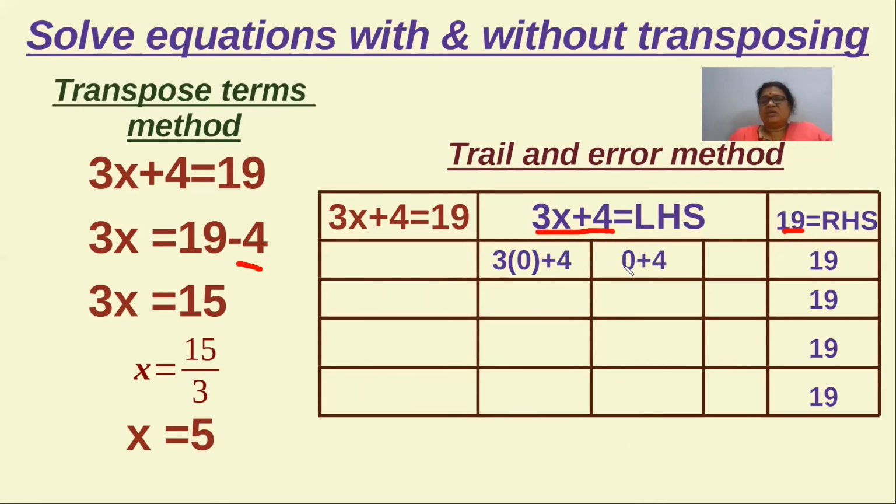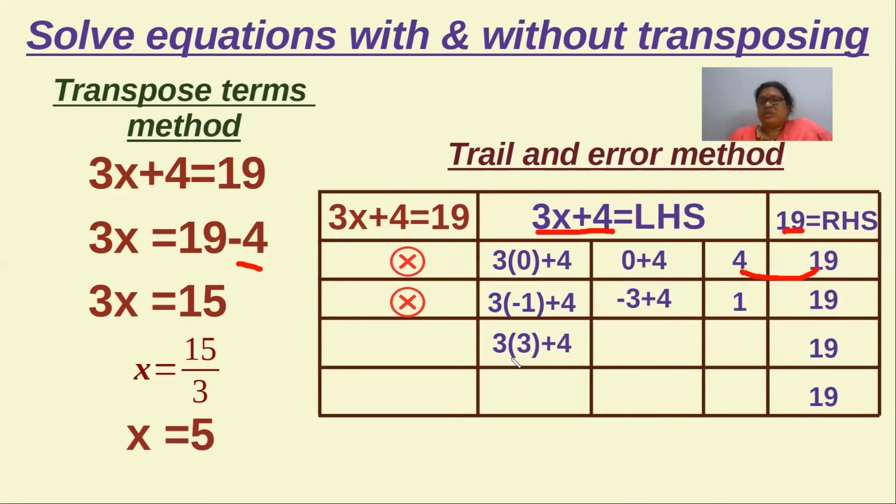So here 3 zeros are 0. 0 plus 4, what will be the answer? It is 4. Is LHS equal to RHS? Are both equal? No, they are not equal. Now we will put minus 1. So 3 ones are 3. So minus 3 plus 4, you will get plus 1. Here also LHS is not equal to RHS.